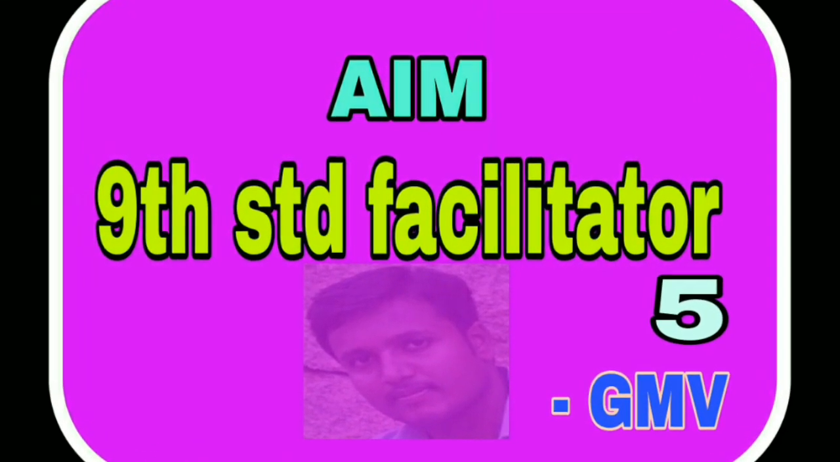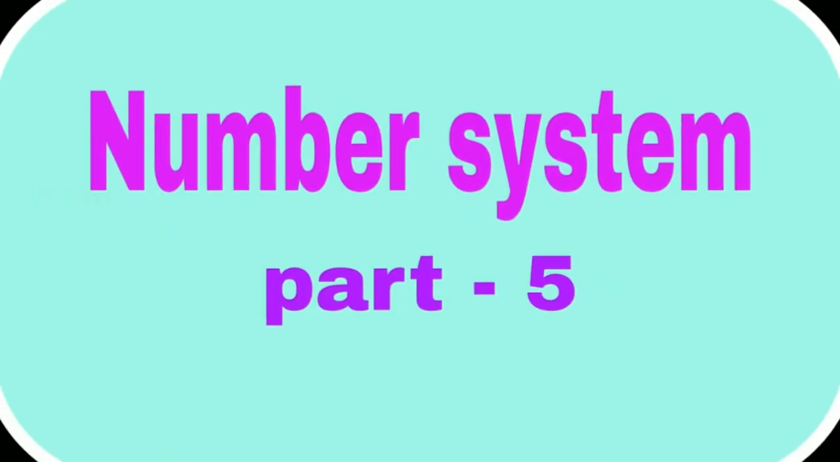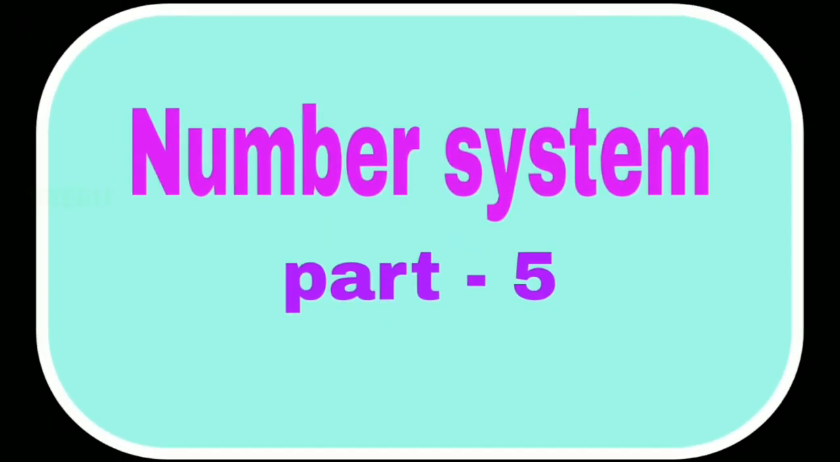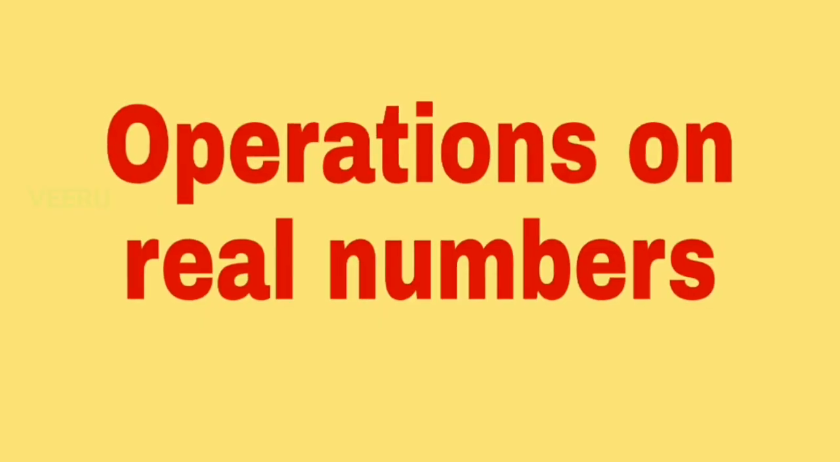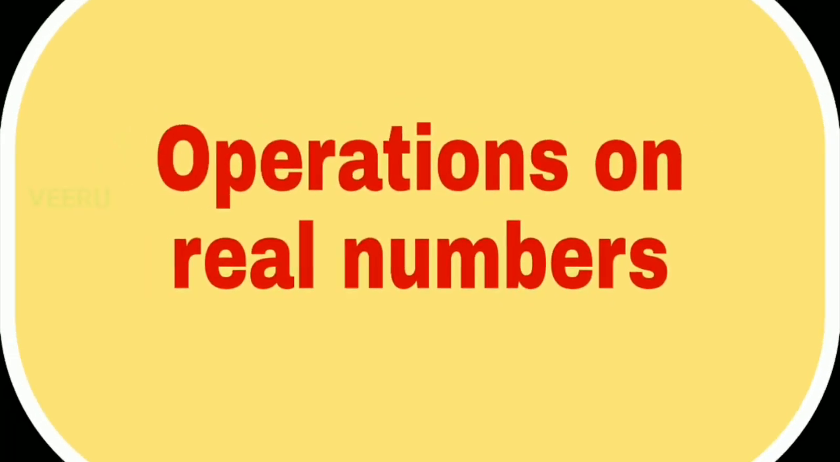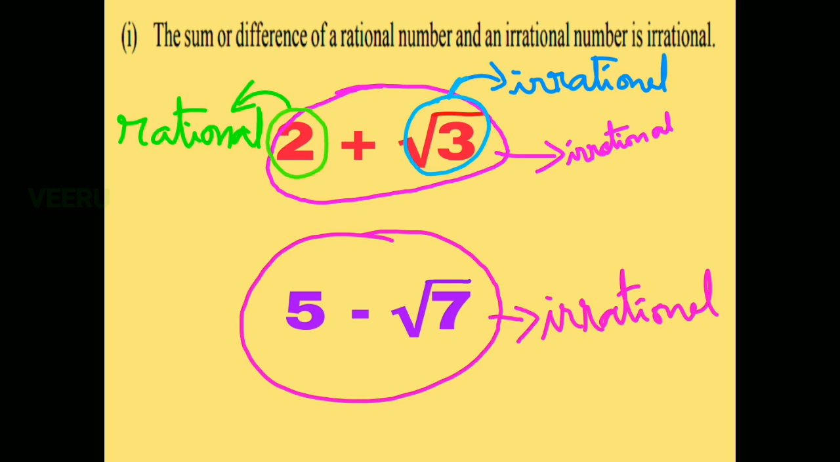In the last class, we discussed expressing rational numbers in the form p by q, where p and q are integers and q is not equal to 0. In this class, let us discuss operations on real numbers. Here, we have to know 3 points.